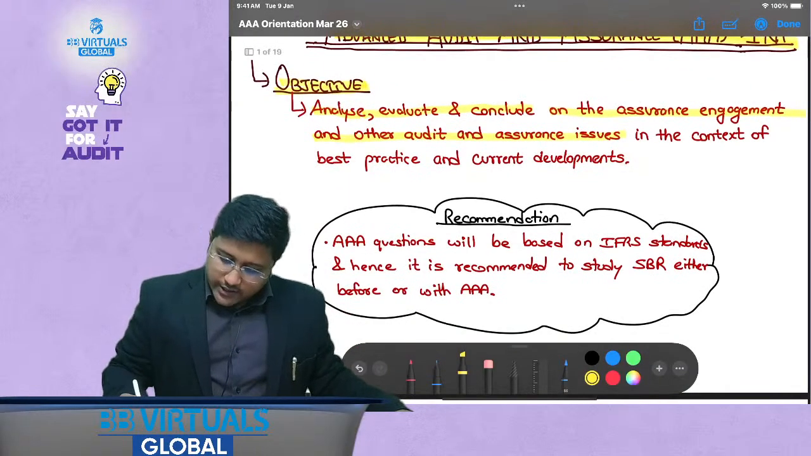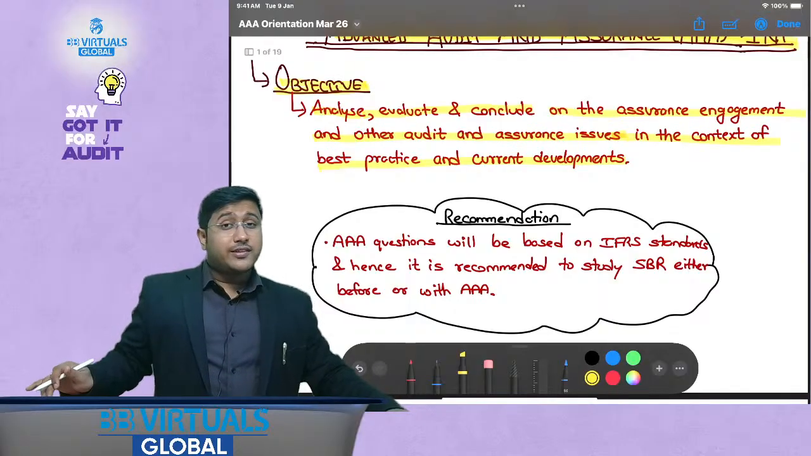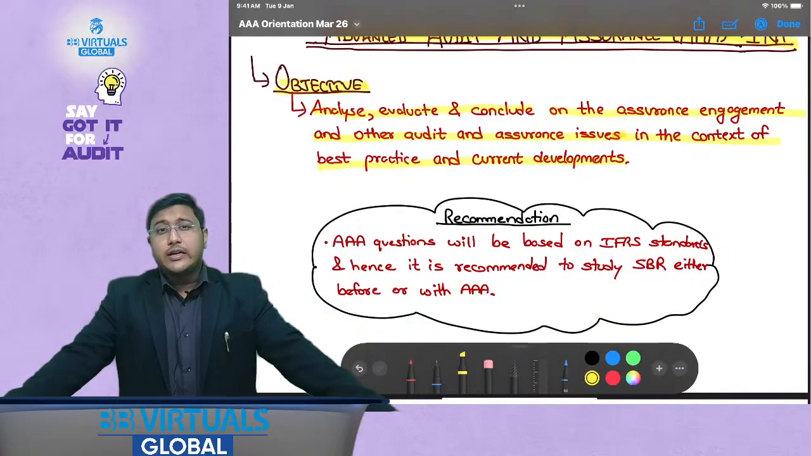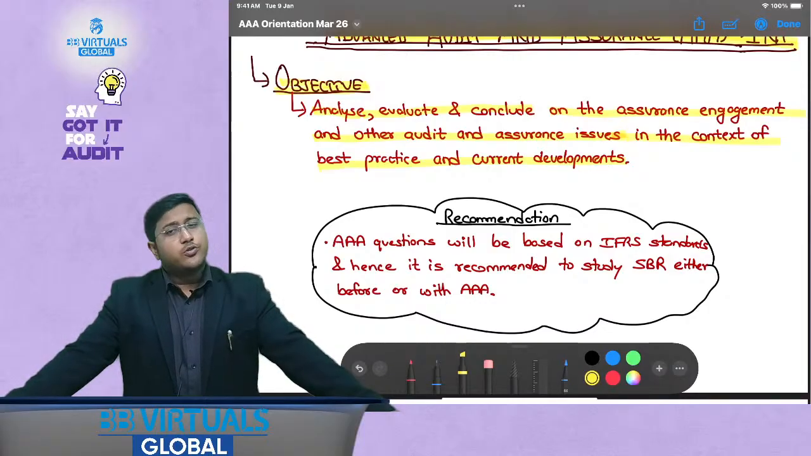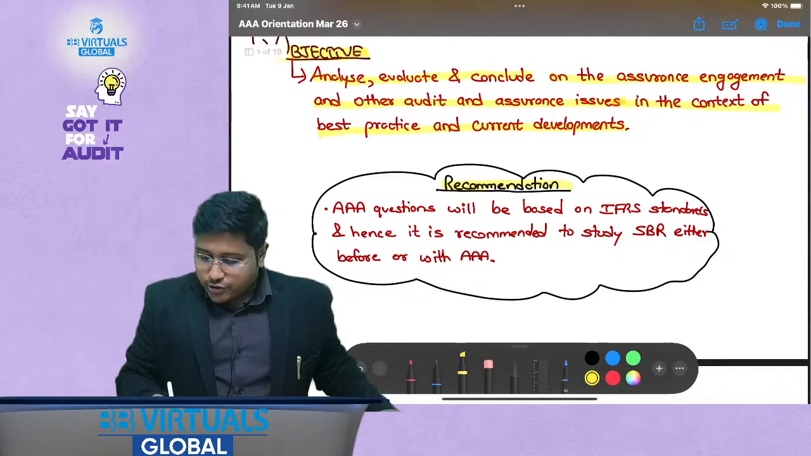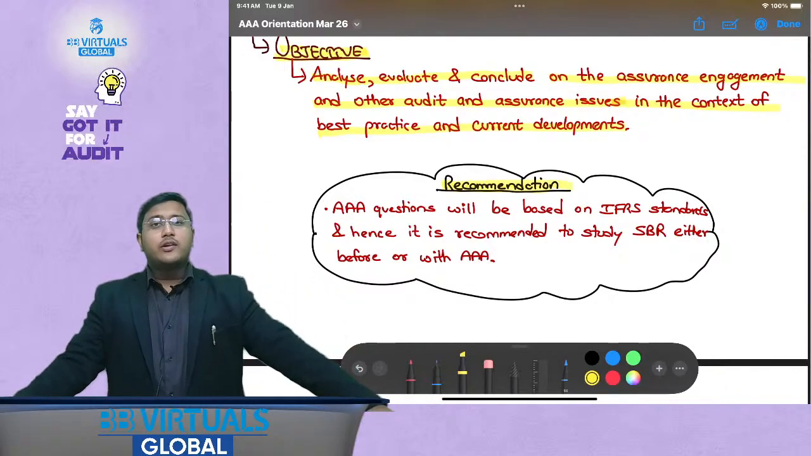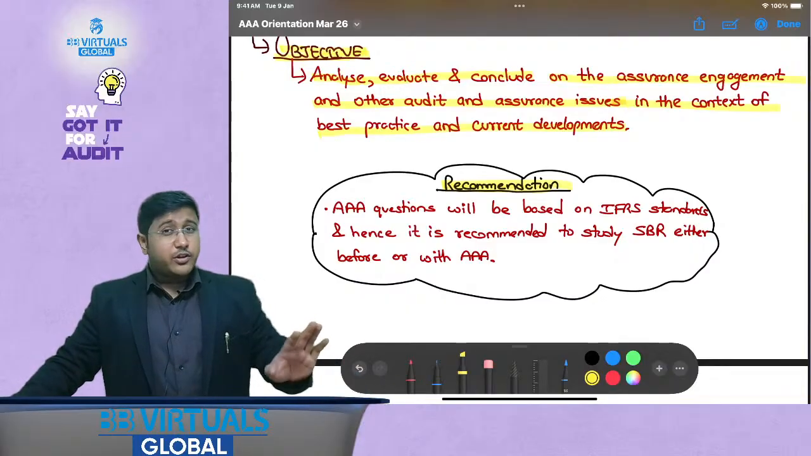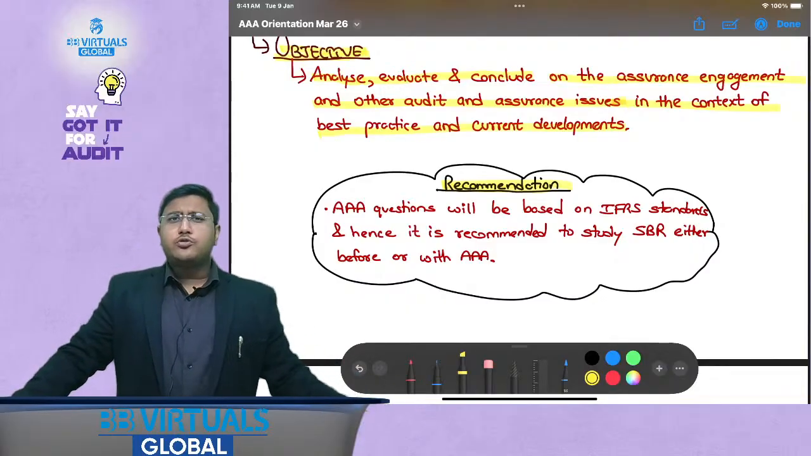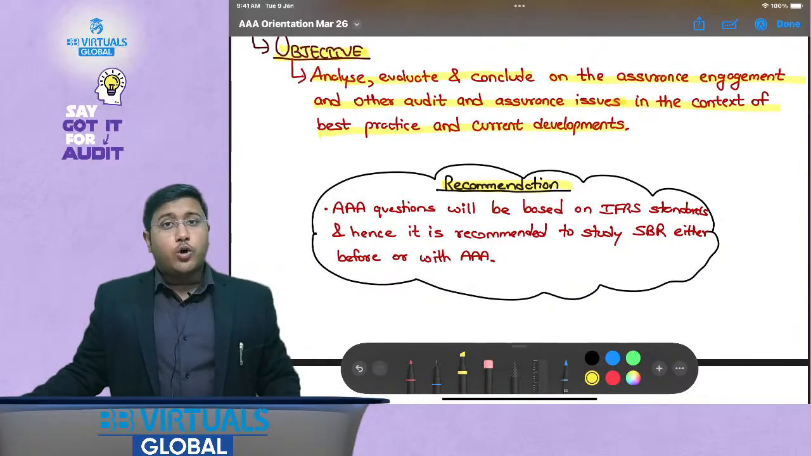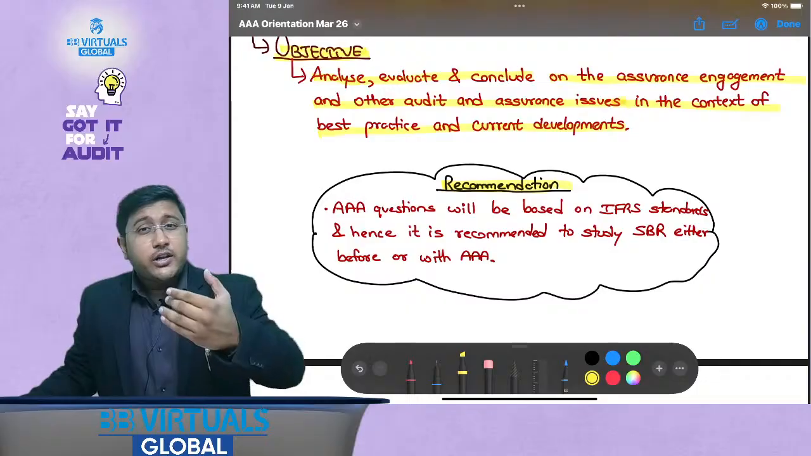Now, in the context of best practices and current developments, there is a particular chapter on current developments: what the current ongoing issues are and what the current exposure drafts in the market are. We are going to discuss each one of them. Now, there's a big recommendation here. Whenever you are preparing for AAA as a subject, you should either prepare for it along with SBR of your professional level, or appear for AAA immediately after SBR.